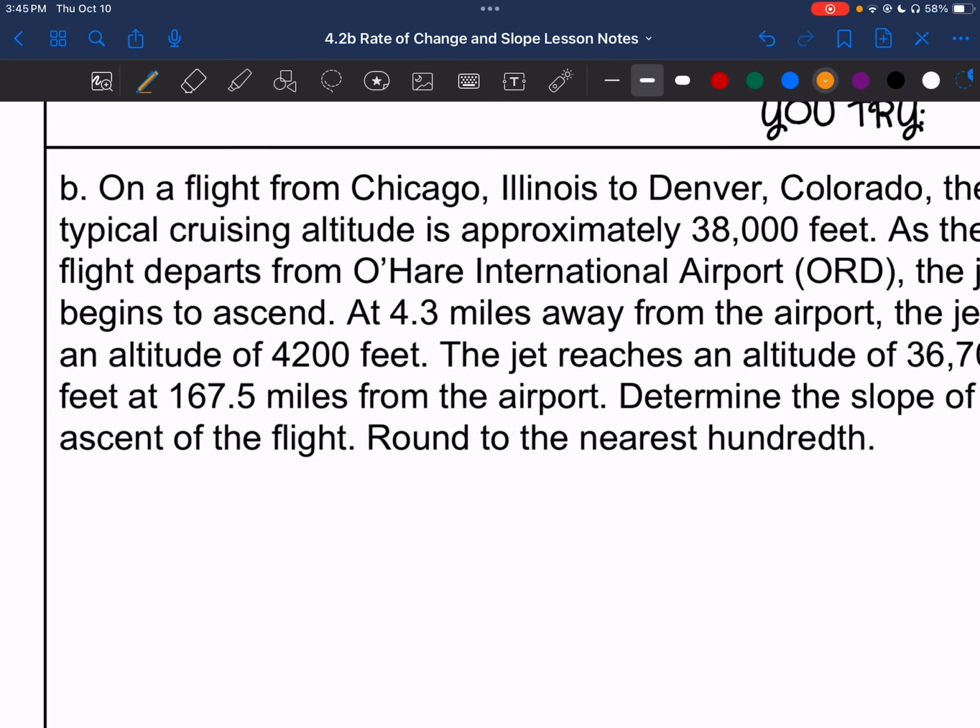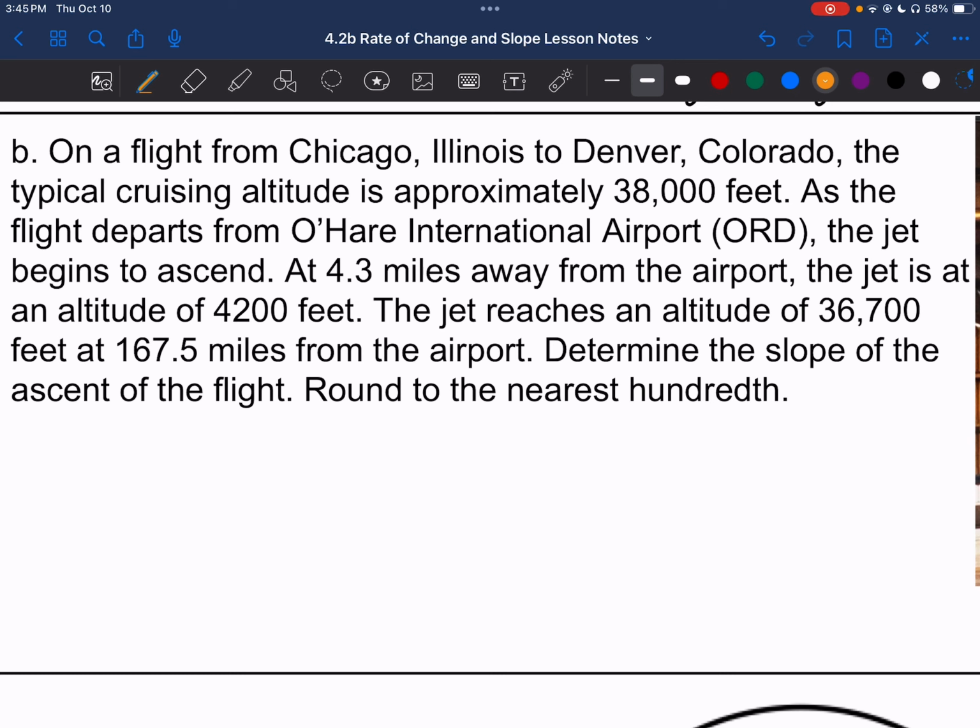All right, letter B. On a flight from Chicago to Denver, Colorado, the typical cruising altitude is approximately 38,000 feet. As the flight departs from O'Hare International Airport, ORD is the airport code for O'Hare because it used to be called Orchard Field, the jet begins to ascend. At 4.3 miles away from the airport, the jet is at an altitude of 4,200 feet. The jet reaches an altitude of 36,700 feet at 167.5 miles from the airport. Determine the slope of the ascent of the flight and round to the nearest hundredth.